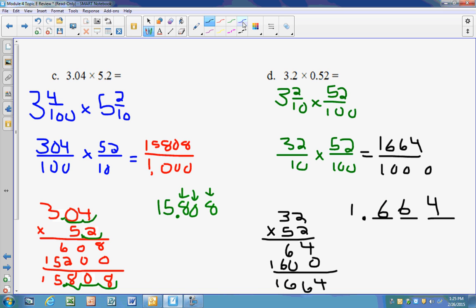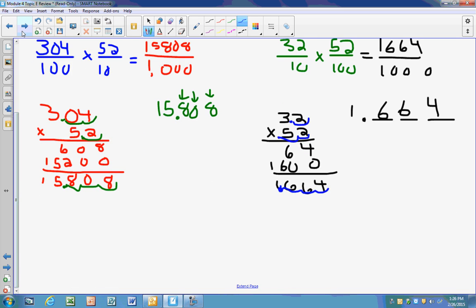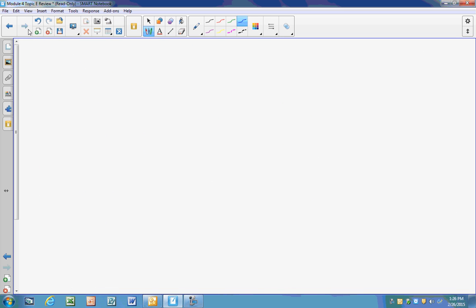Or we can take our decimals and put them into the original problem we were working with over here. And we can count 1, 2, 3 jumps. So 1, 2, 3 jumps. And that is your review for the topic E quiz.